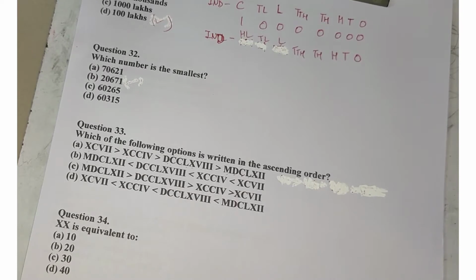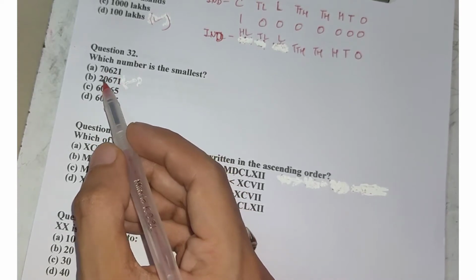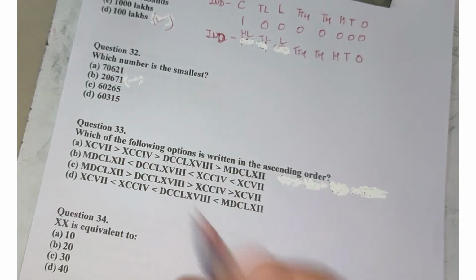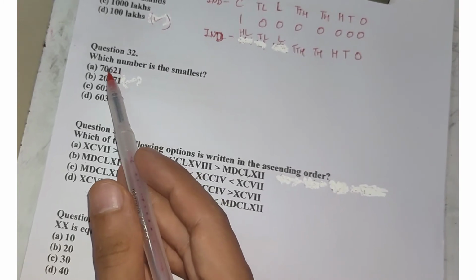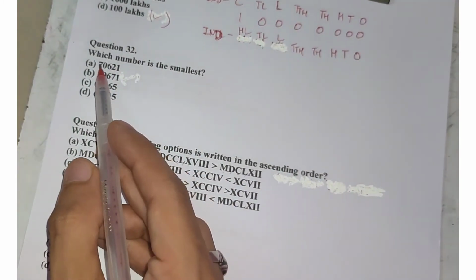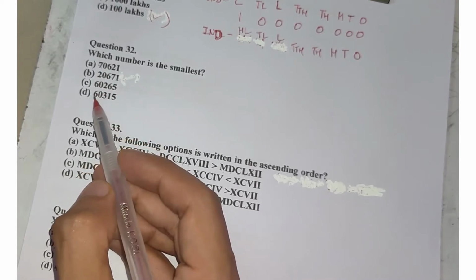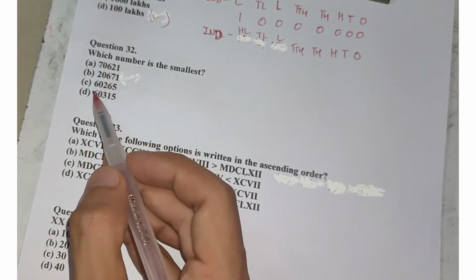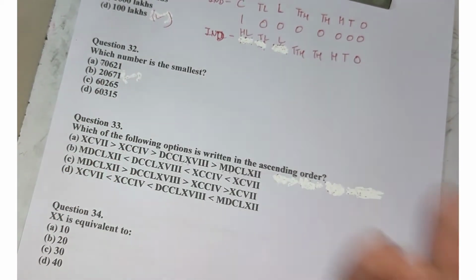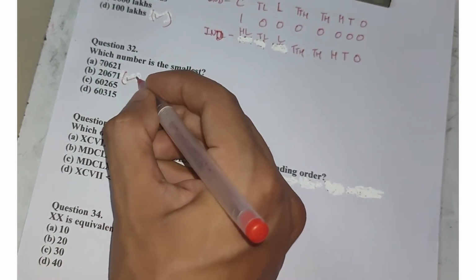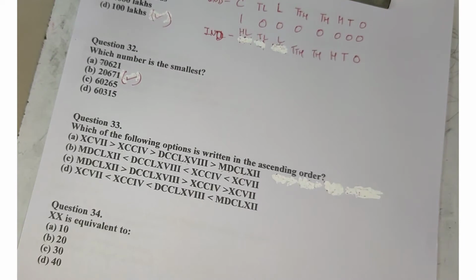Which number is the smallest one out of these? This is a 5 digit number, again 5 digit, again 5 digit, again 5 digit. All the 4 options have 5 digits, right? Now compare the front digit, at the 10,000 place. At the 10,000 place we have in option A 7, then 2, then 6, then again 6. Obviously the smallest one is 2 out of 7, 2 and 6. So we can directly take option B as the smallest number among these 4 options.